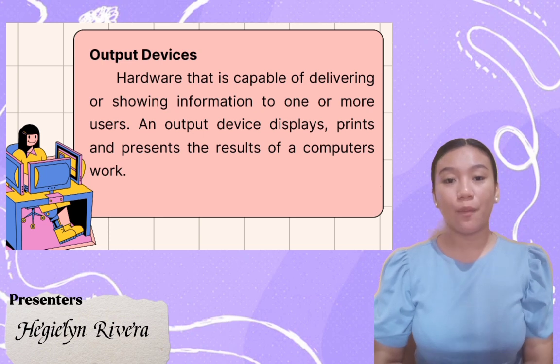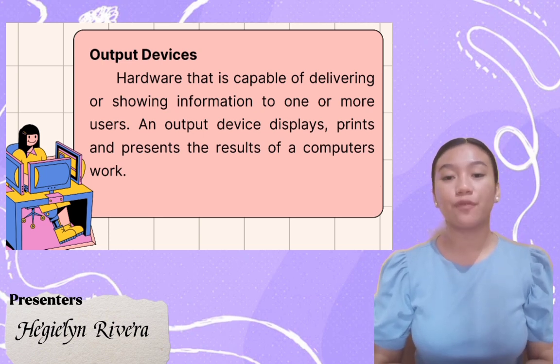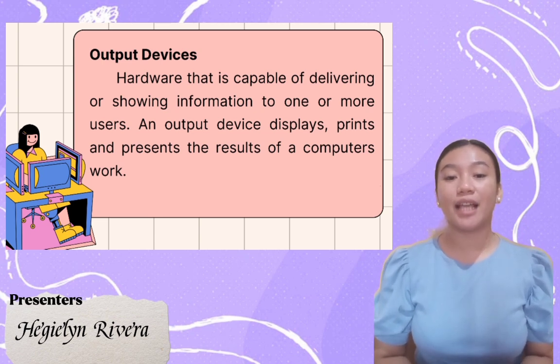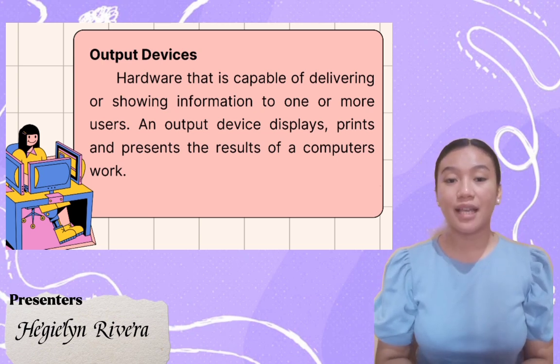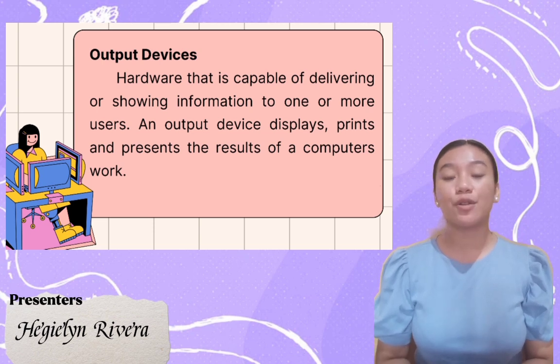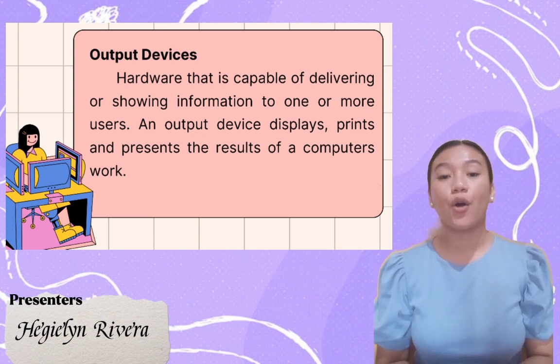So, moving on, we're going to discuss output devices. Output devices are hardware capable of delivering or showing information to one or more users. An output device displays, prints, and presents the results of the computer's work. So, when we say output devices, these are the equipment we use to output, show, and play the processed data inside the computer.